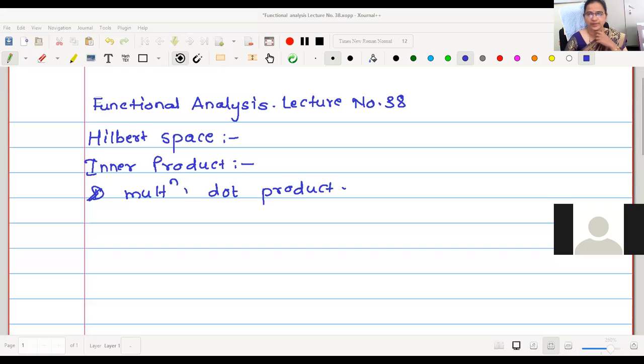Okay, what is multiplication? Is the screen visible to everyone? Can anybody tell me, is the screen visible? Is the screen visible? Yes, ma'am.